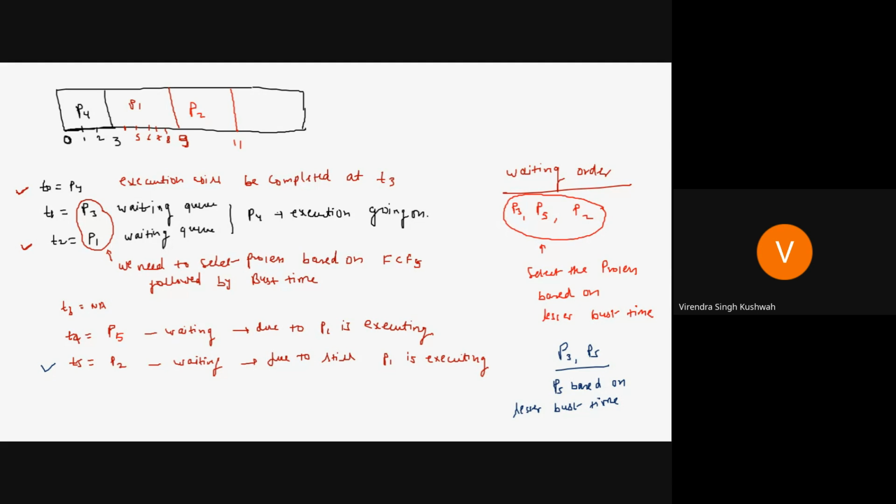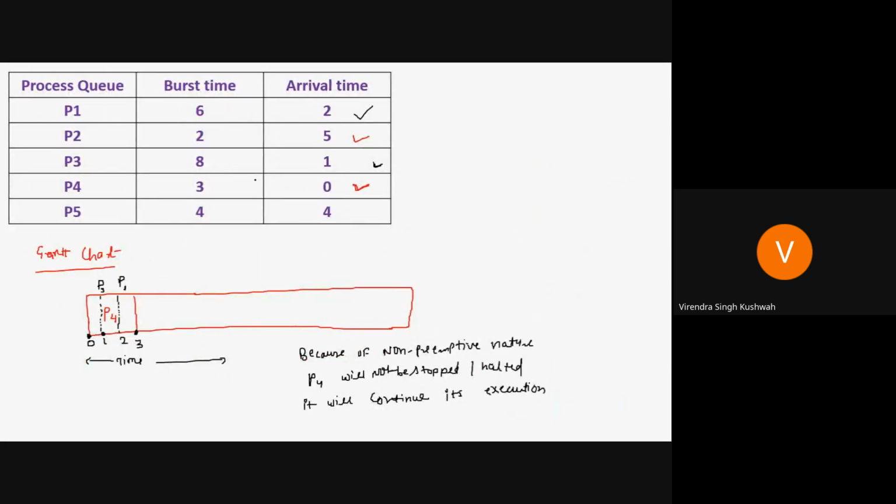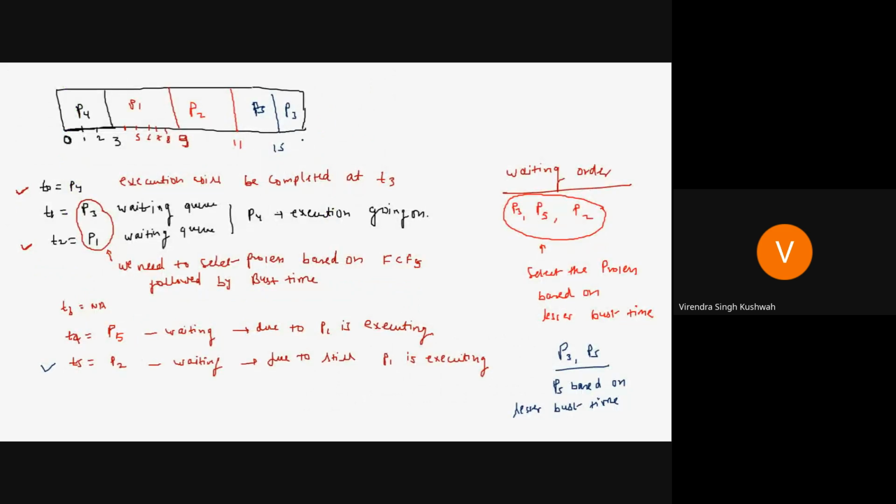Okay. So P5 we need to select. So I'm selecting here P5, and it has a 4. So it would be 15. And now which one is left so far? P3. And P3 has 8. So that would be 23.